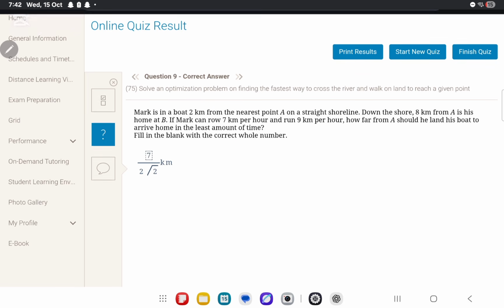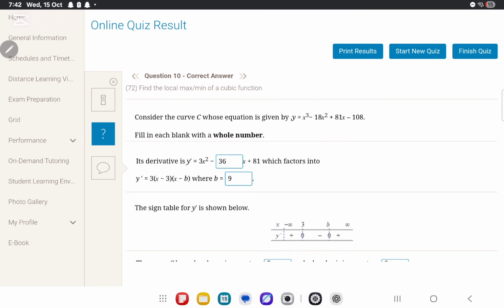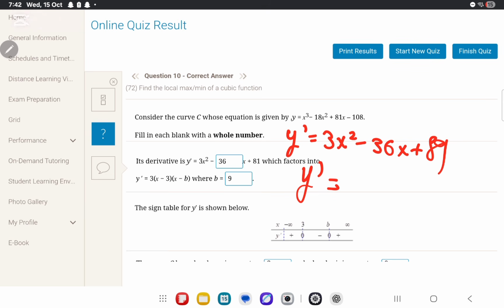This is the same exact question as the other one. Same exact one, question 7, I'm pretty sure. So I'm not going to explain it. This is easy. So consider the curve C whose equation is given by y equals x cubed minus 18x squared plus 81x minus 108. Its derivative is, so derive it, it's going to be 3x squared minus 36x plus 81. Okay, so this will factor into, right, you can take 3 out as a common factor. 3 into x squared minus 12x, what's 81 divided by 3? 27.